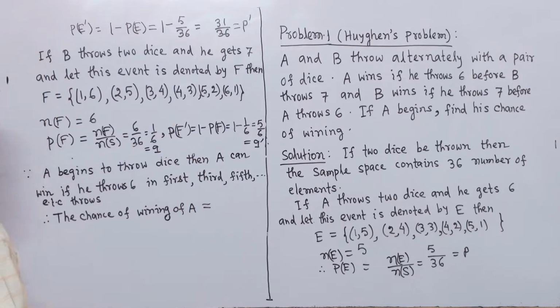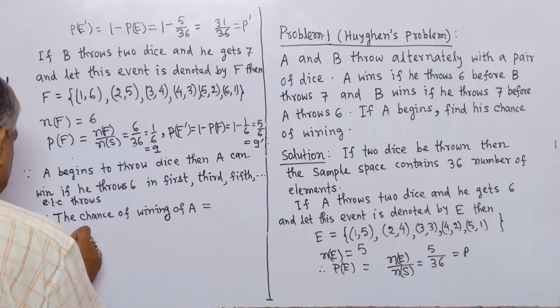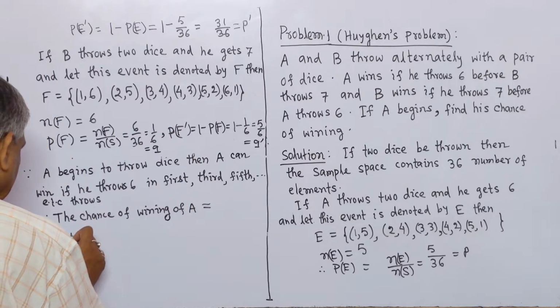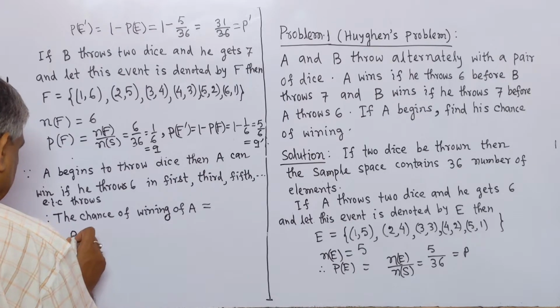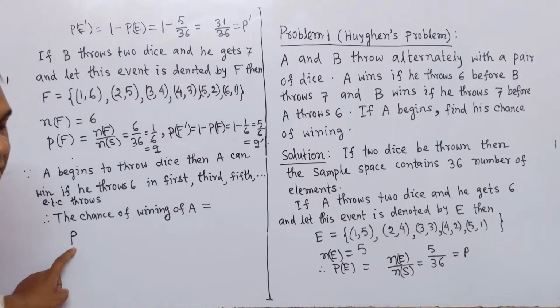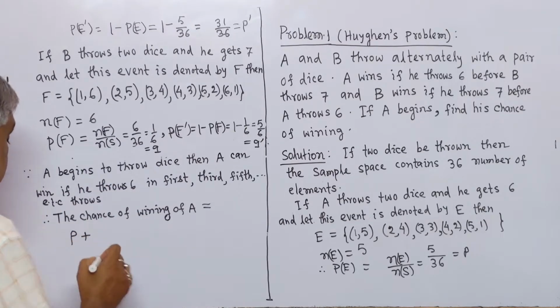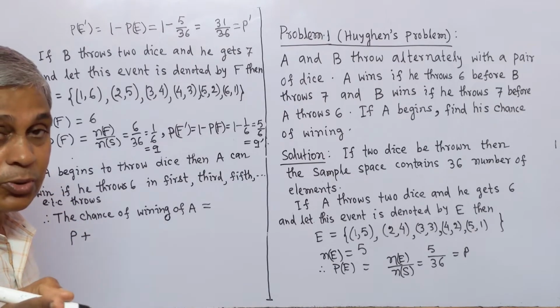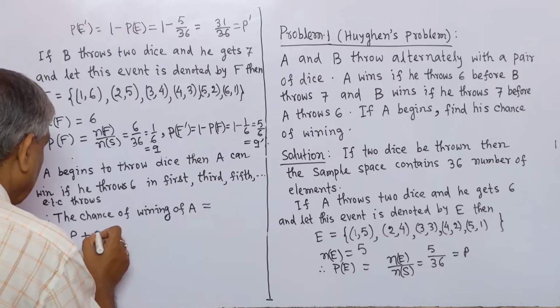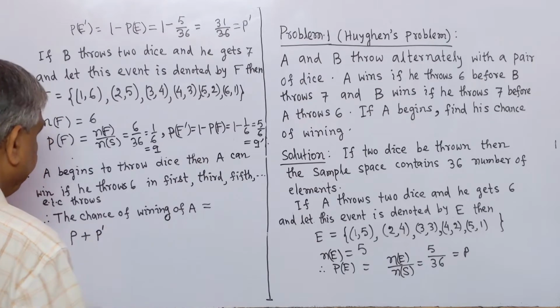Now, the chance of winning of A equals: if he wins in the first throw, chance means probability, then this will be p. Or if he does not win in the first throw, that means p prime.